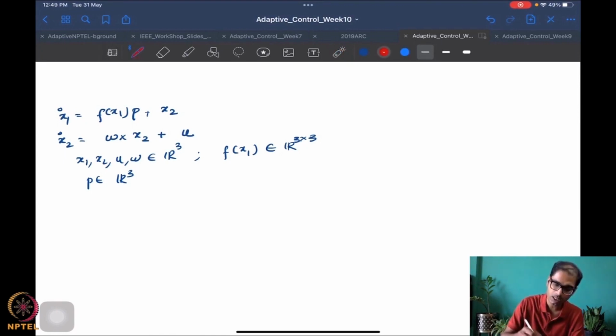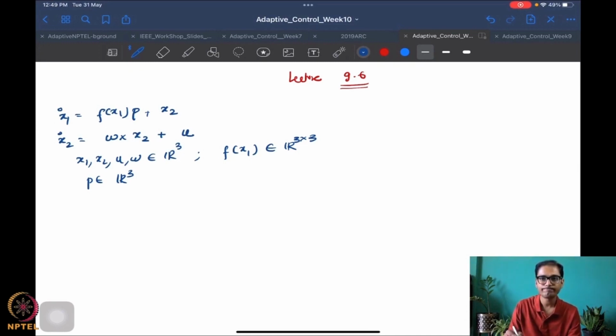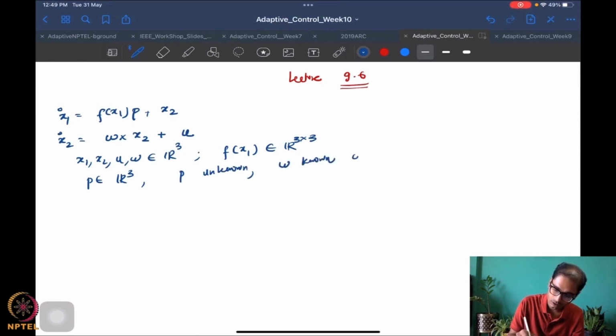So this is the beginning of lecture 9.6. We are getting a little bit adventurous here. We did the theory on scalar control or a single input system, but we are actually trying to solve a multiple input or a vector control problem. All right. So in this case, we know that P is unknown and omega is a known constant.